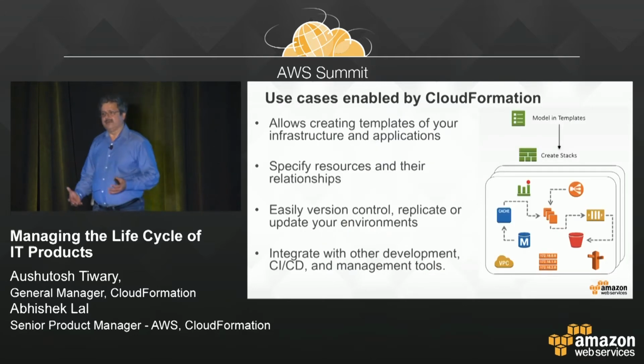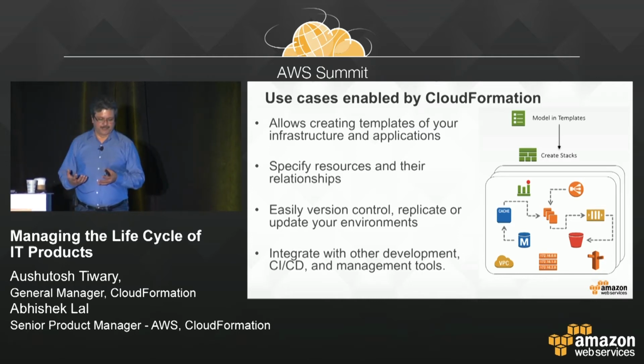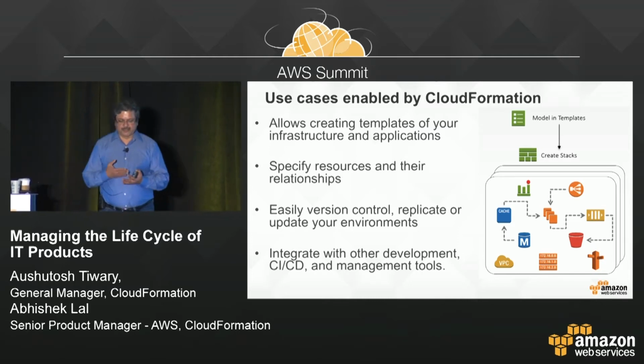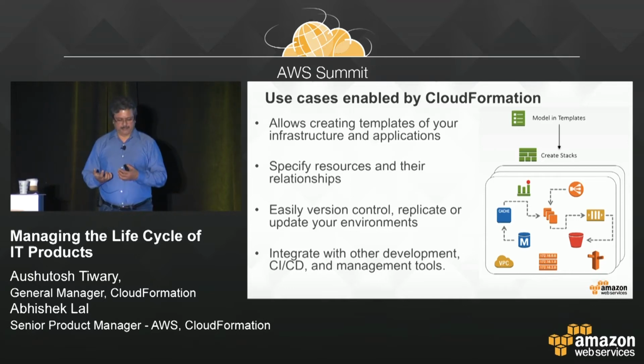So the AWS CloudFormation allows you to define the architecture of your IT product. It does this by allowing you to create templates of your infrastructure as well as your applications. What you're inherently doing in JSON is you're specifying the resources that you're going to consume as part of this product and the way these resources are related.